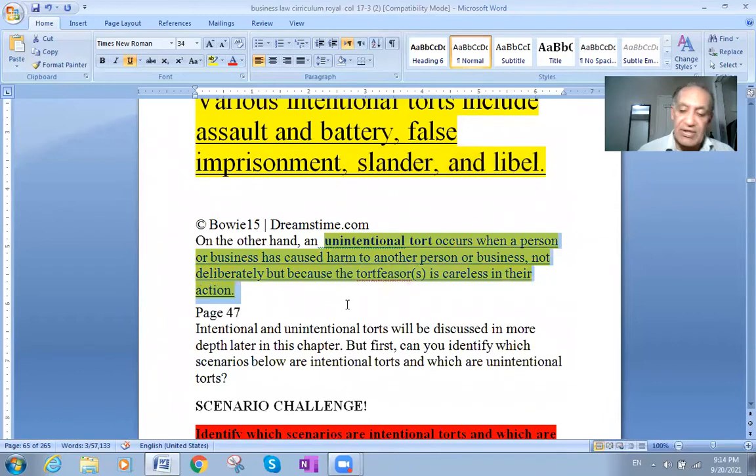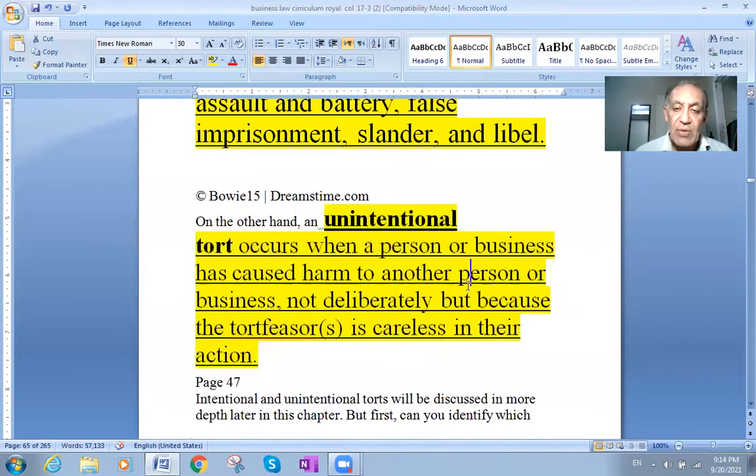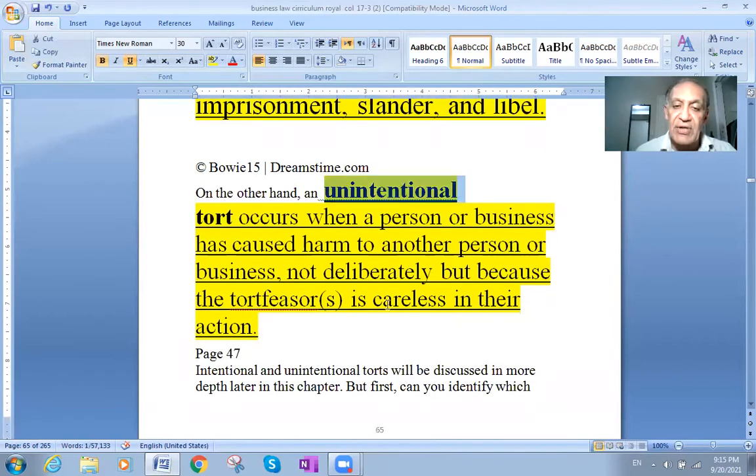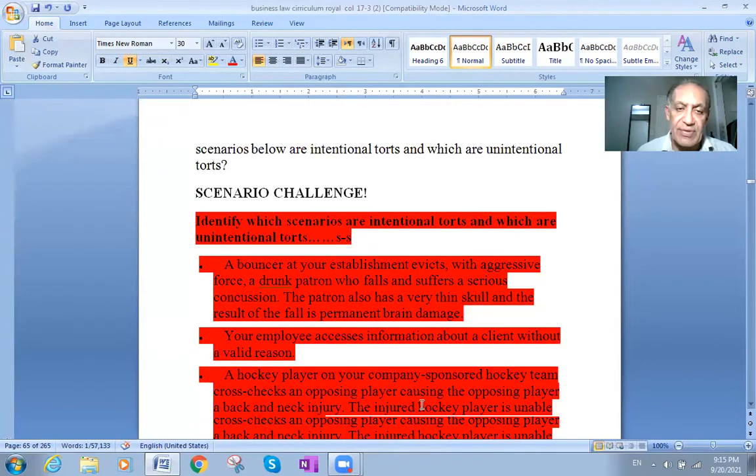But unintentional tort occurs when a person or a business has caused harm to another person or business, but not deliberately, but because the tortfeasor is careless in their action. So the reason for the unintentional is carelessness. The first one, intentional, you did purposely. But unintentional is a kind of careless behavior. You don't care, so that's why it causes this kind of tort.